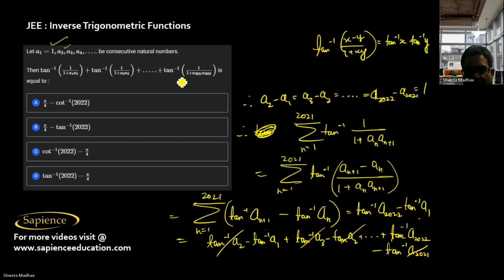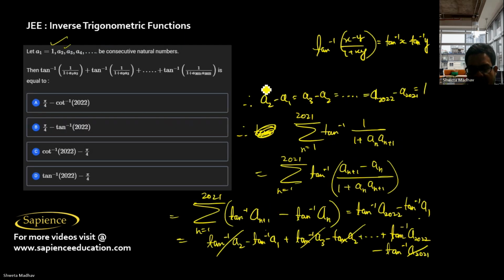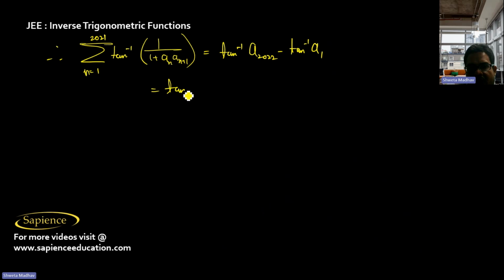So therefore, the summation of tan inverse of 1 by 1 plus An into An plus 1, where n goes from 1 to 2021, that will be equal to tan inverse of A2022 minus tan inverse of A1. So this will be equal to tan inverse of A2022 minus A1 by 1 plus A1 into A2022.